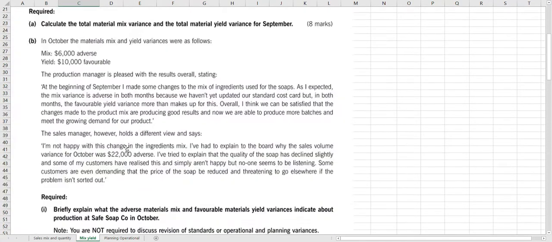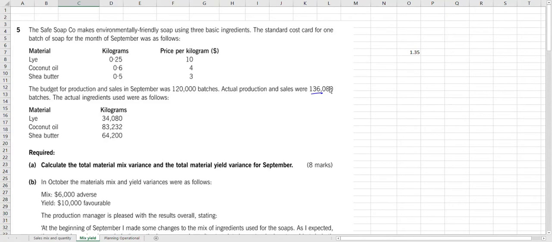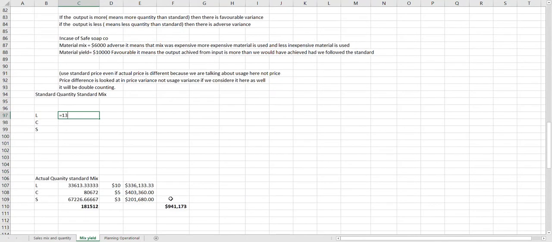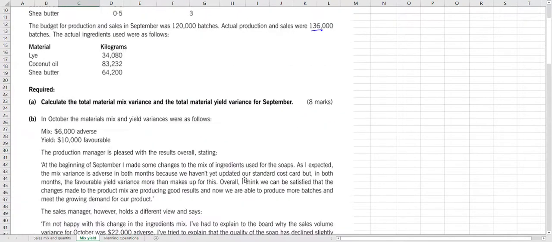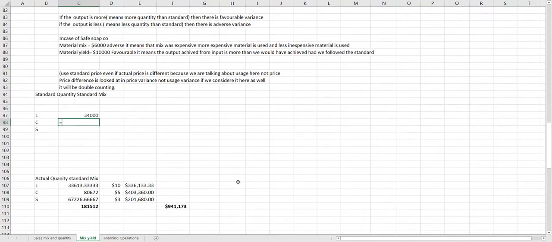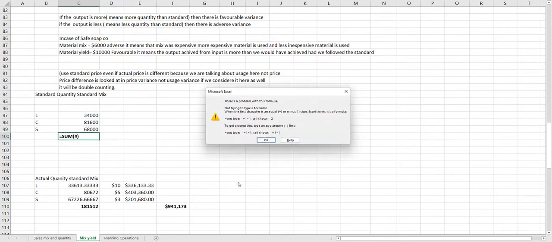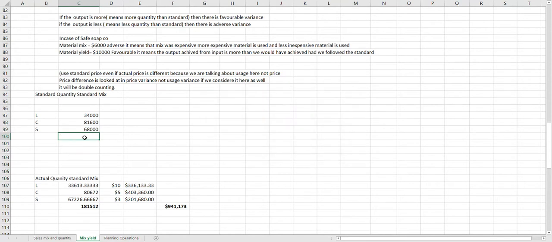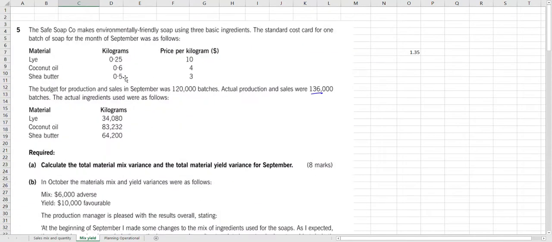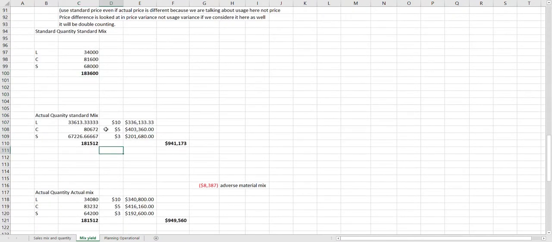Which simply means that the quantity that we produced, the actual production, is 136,000. The standard quantity and standard mix should be how much? Just multiplying by the standard usage, which is 0.25, 136,000 times 0.60, 136,000 times 0.50. So if we look at the standard quantity, standard mix, we have this here 34,000.